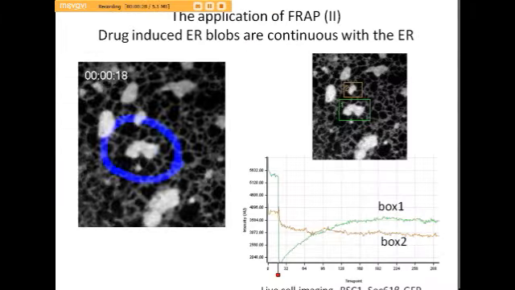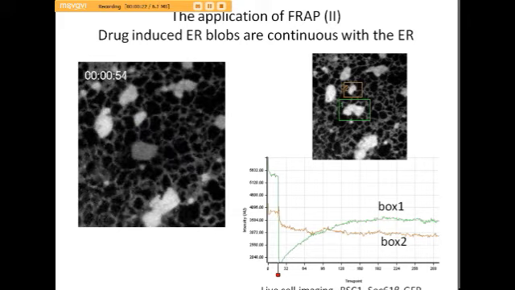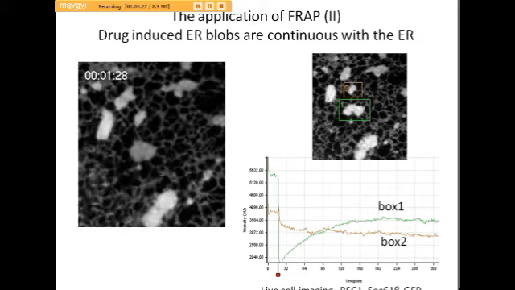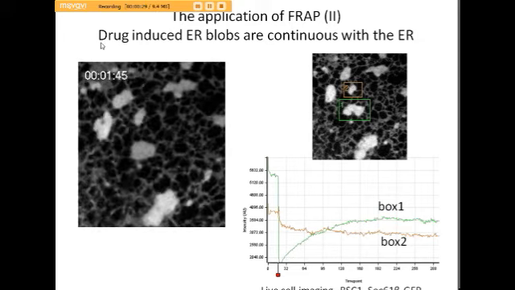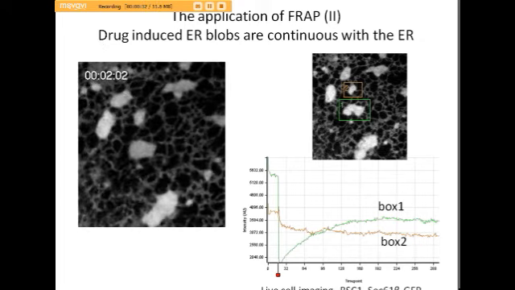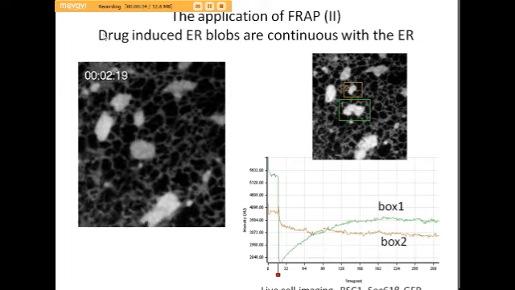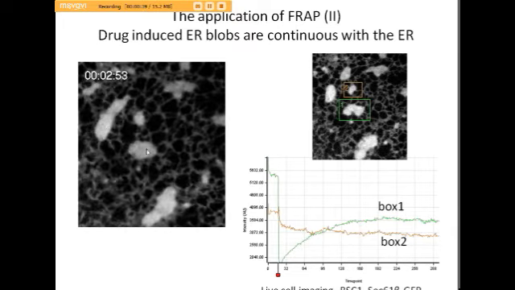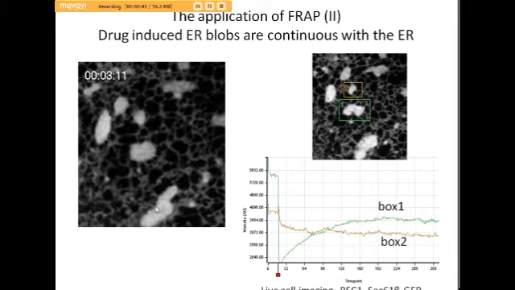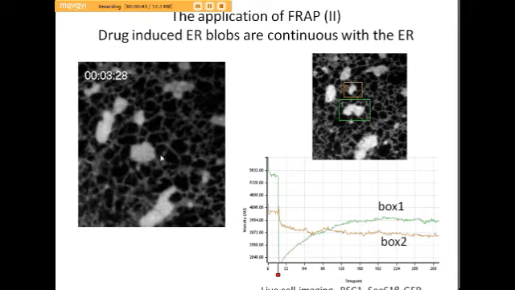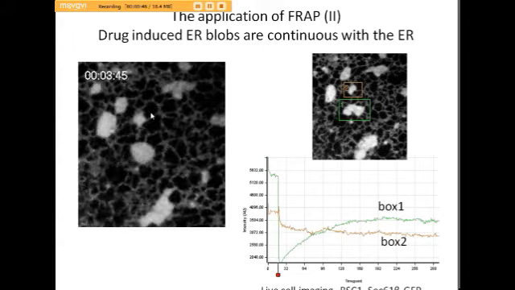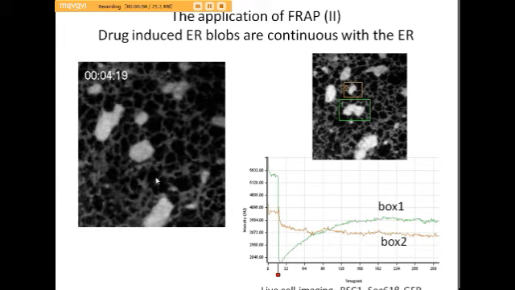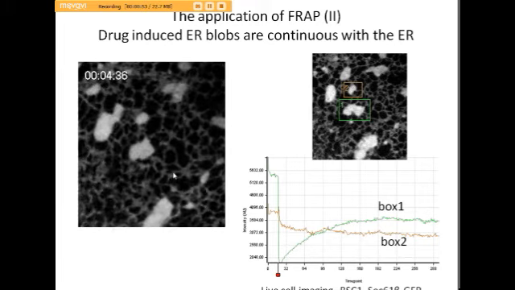Here I'm going to show you another qualitative application of FRAP in cell biology. In this case, a small molecule drug was developed, and it was found that this small molecule drug could induce the ER to generate membrane blobs. These bright structures are membrane blobs. So the question was, are these blobs connected to each other and also connected to the ER tubular network?